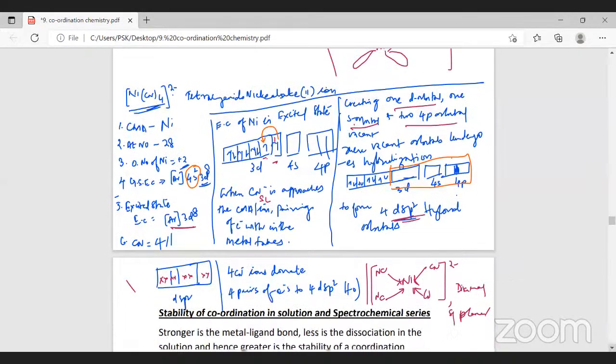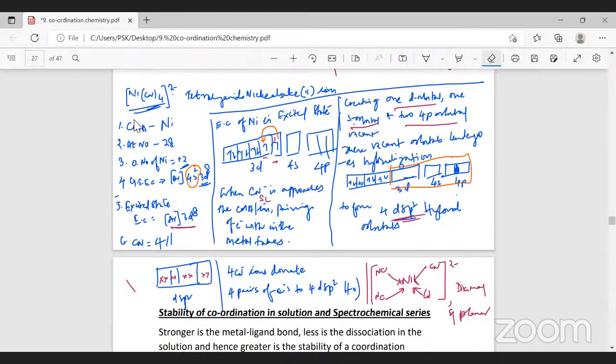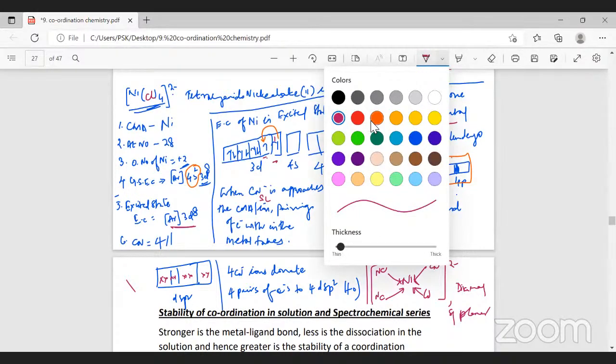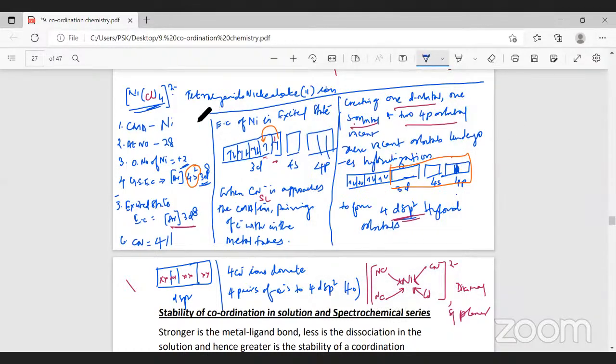Yes, sir. The next example we will see, that is NiCl4 2 minus. It is not CN, it is Cl. Chlorine. Tell me what can happen. Is chlorine a strong ligand or a weak ligand? Chlorine is a weak field ligand. Chlorine is a weak ligand.